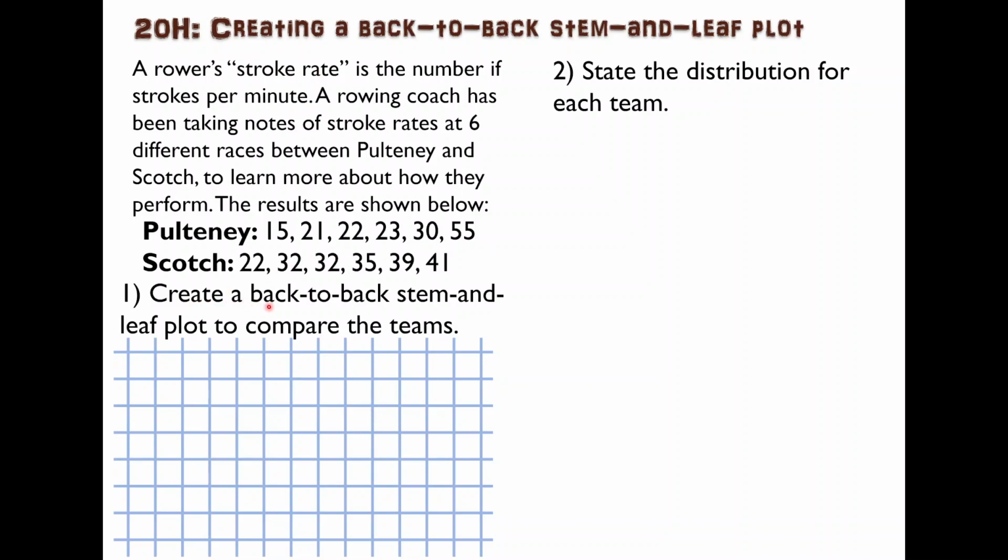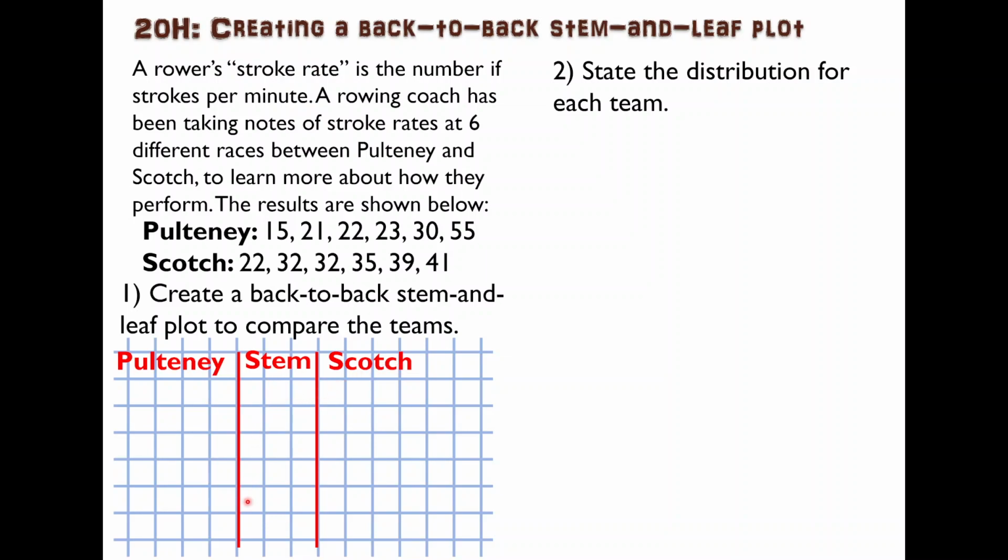We'll create a back-to-back stem and leaf plot to compare the teams. So a stem and leaf plot will have a stem, and because it's back-to-back, I'll put results for Pulteney on the left and results for Scotch on the right.